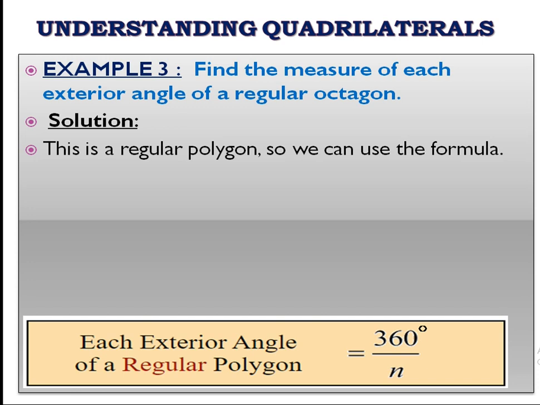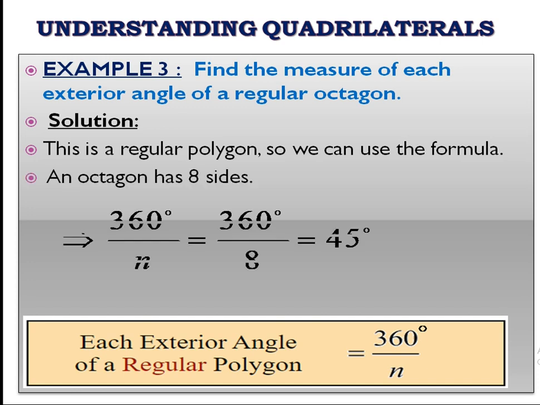Octagon means the sides of the polygon is 8, and an octagon has 8 sides. So this implies 360 degrees divided by n is equal to 360 degrees divided by 8, because we have to put n is equal to 8. This is equal to 45 degrees. So the measure of each exterior angle of a regular octagon is 45 degrees. Okay student, right?